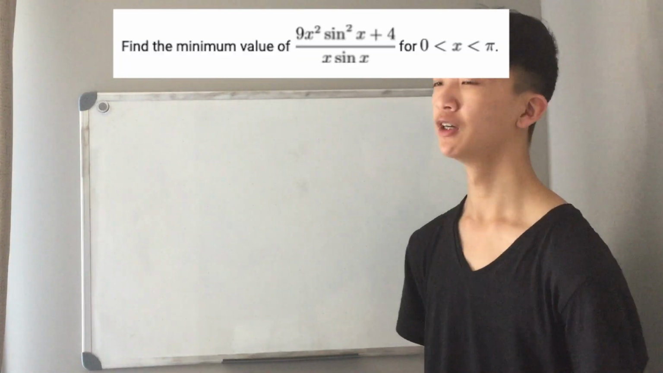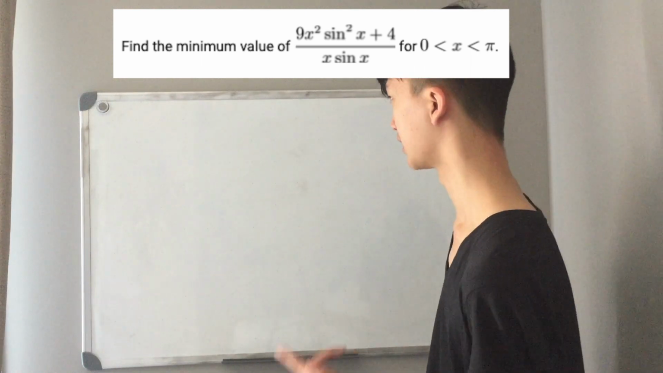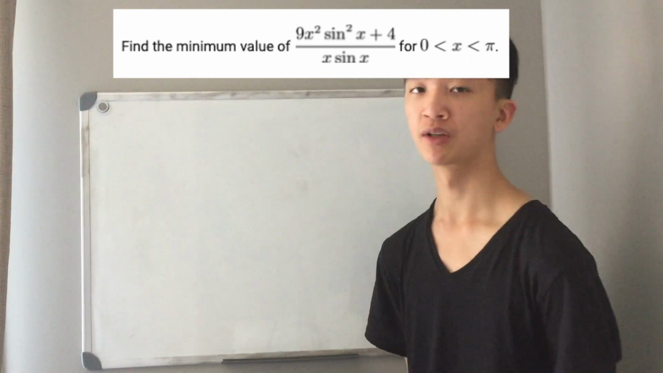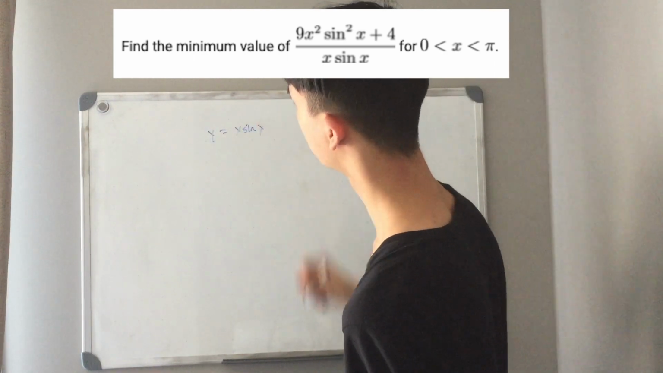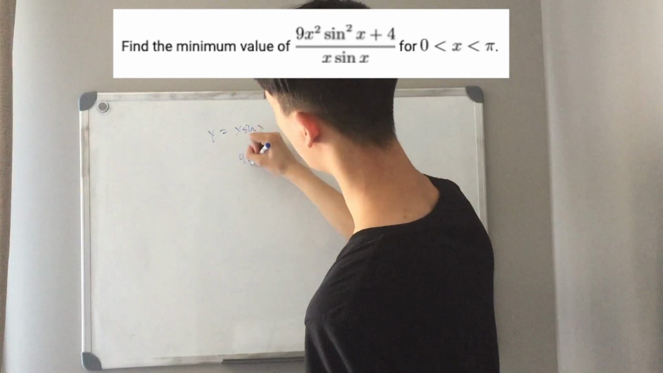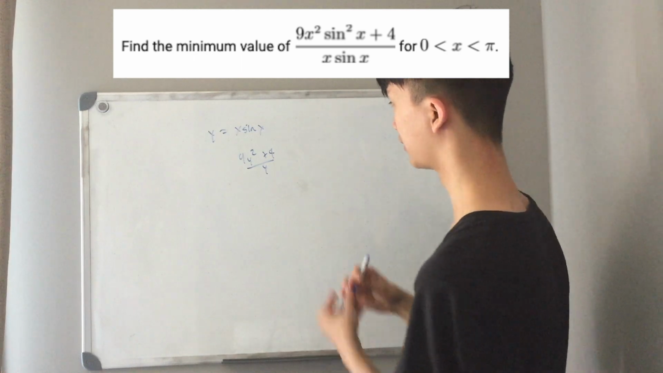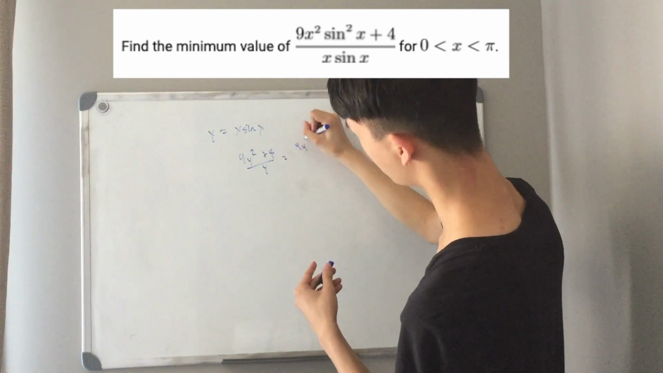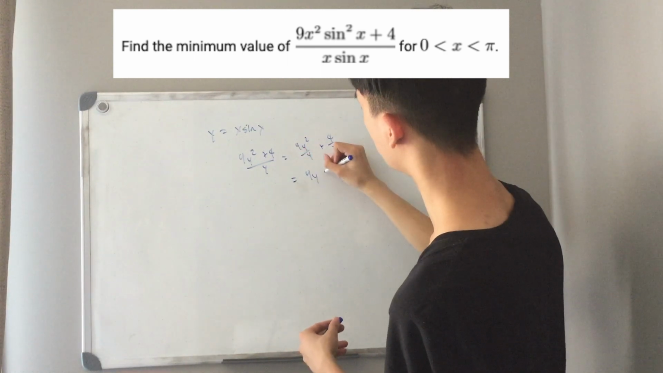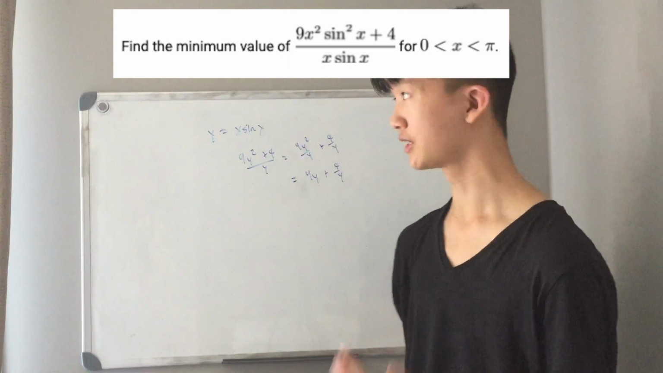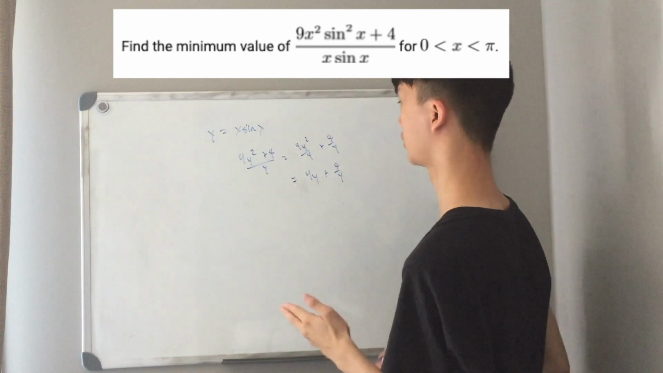Alright, and now our last problem is above me. Unlike our other problems, the application of AM-GM isn't quite clear here, but we do notice that we see x times sin x pretty frequently. So we can substitute y equal to x sin x. Then we get 9y² + 4/y, but then we notice that this is equal to 9y²/y + 4/y, which is equal to 9y + 4/y. And since 0 is less than x is less than pi, y cannot be equal to 0, and so this is okay.